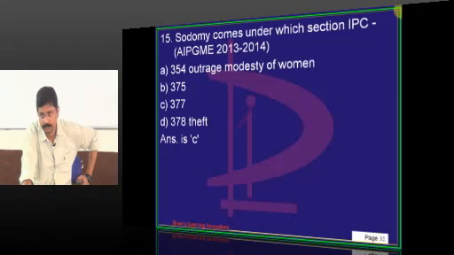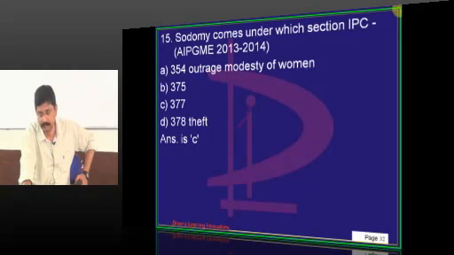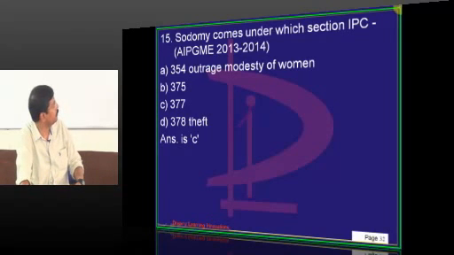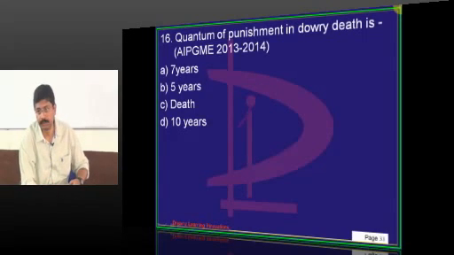Bestiality and sodomy, and masturbation is also sometimes... masturbation is not an offence. Okay. Lesbianism is a perversion. Okay. To an extent it can also come under unnatural offences. Okay. Quantum of punishment in dowry death, already I have shown you.